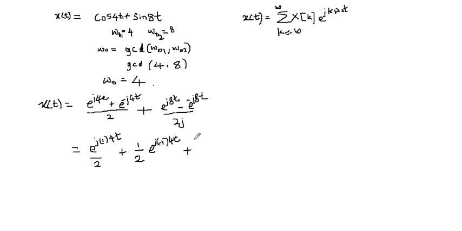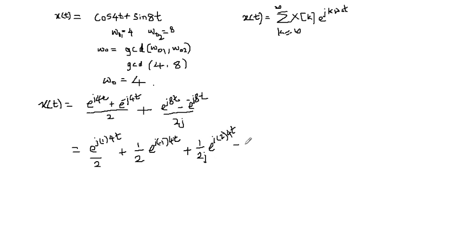Plus the expansion of this term becomes 1 by 2j e to the power j. This is 8, so it can be written as 2, because we have to write it in the form of the fundamental frequency. So let's write it as e raised to j 2. Now omega naught is 4, so this overall represents e raised to j 8t only.